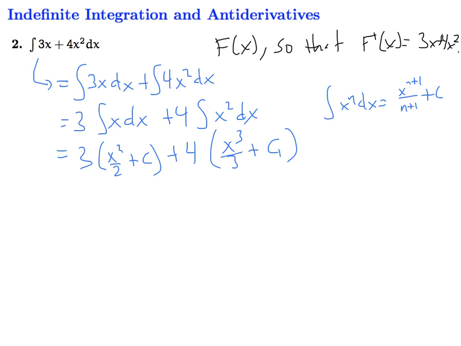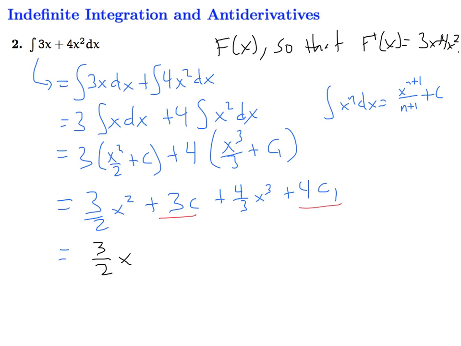And so what's usually standard is we just combine those constants into one giant constant at the end. So I've got 3 halves x squared plus 3c plus 4 thirds x cubed plus 4c1. And then 3c is just a number, it's a constant. 4c1 is just a number, it's a constant. So for a final answer, I'm going to get 3 halves x squared plus 4 thirds x cubed plus some new constant d.